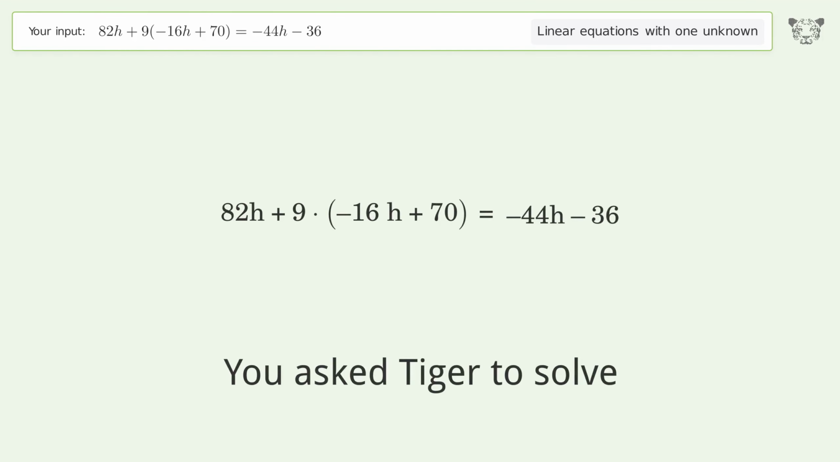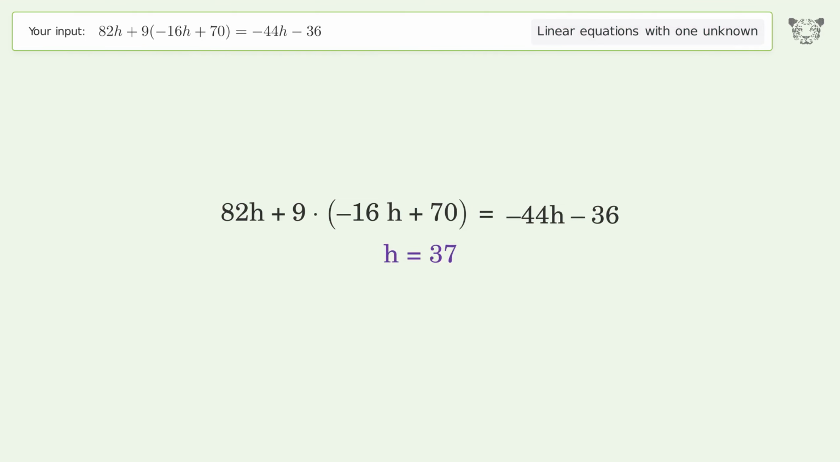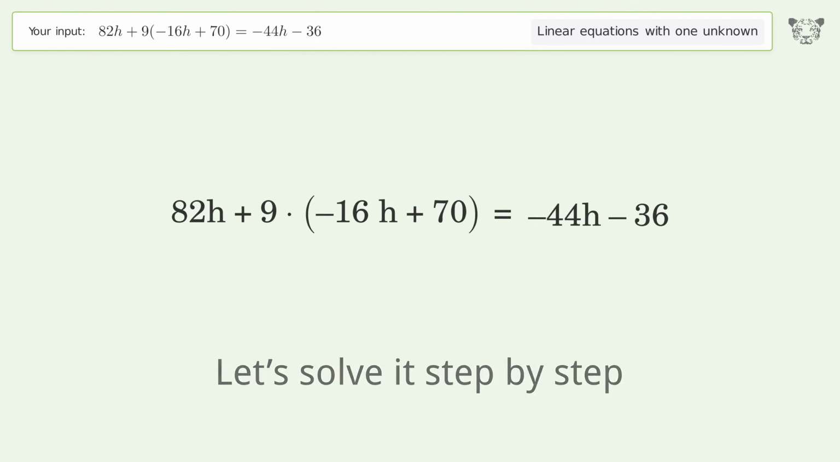You ask Tiger to solve. This deals with linear equations with one unknown. The final result is h equals 37. Let's solve it step by step.